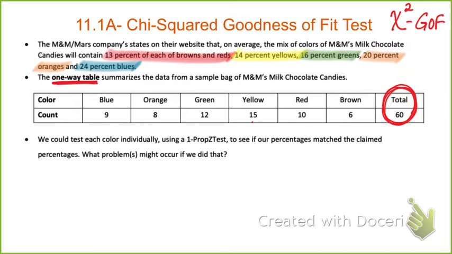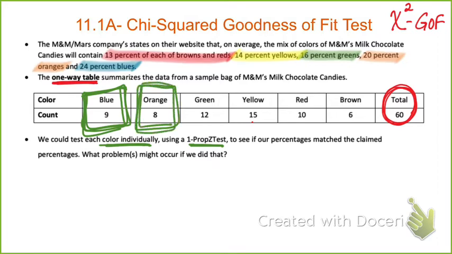So here's one way you could do it. We could test each color individually using a one-prop z-test. Here's how that would look, you guys. I would look at the blues, and I would say, well, blue is supposed to be 24%, and I got 9 out of 60, and so do I have convincing evidence that blue is wrong? I would need to do a full state plan do conclude for blue. Then I would move on to orange, and I would say orange is supposed to have 20%, and I would do a full state plan do conclude to see if that is, in fact, correct. And then I would do one for green, and one for yellow, and one for red, and one for brown.